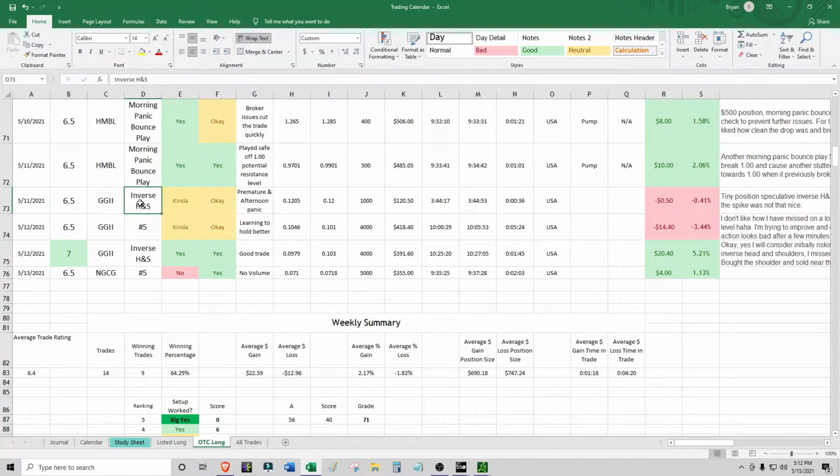Alright, inverse head and shoulders, GGII. Buy was at 344, so that was in the afternoon, and I sold in the same candle. GGII, and I say right here premature and afternoon panic. So inverse head and shoulders ideally before 12. This one was in the afternoon, the drop. So I wasn't trading the random initial drop, but looking for an inverse head and shoulders. Wasn't too ideal because it was in the afternoon, and I says I was premature. So let's look at 344.